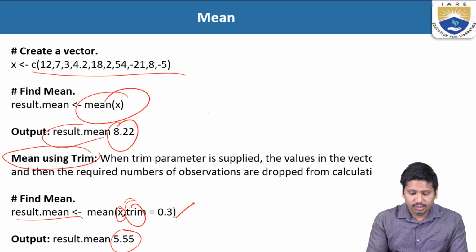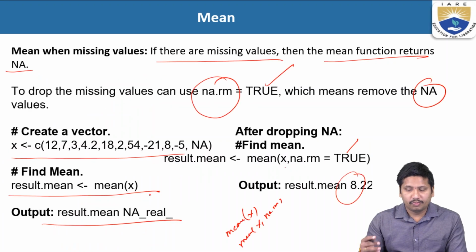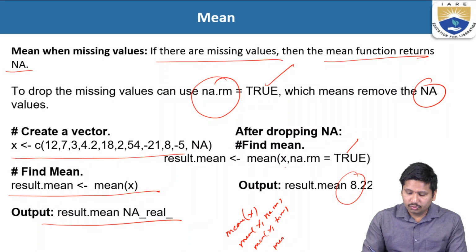Trim is the parameter which removes the number of observations that are going to be dropped, like x comma trim, or I can also make use of the combination of all three: na.rm equal to, trim.